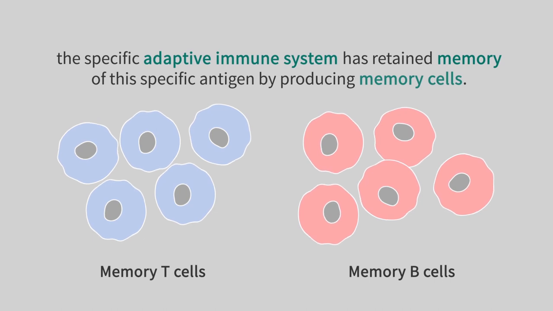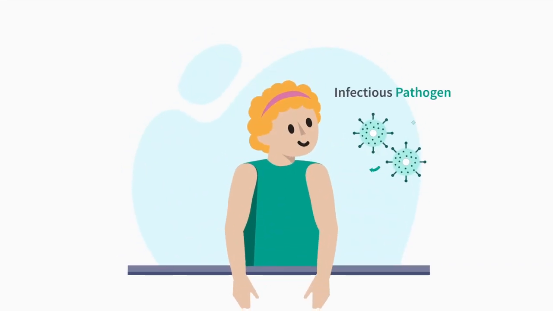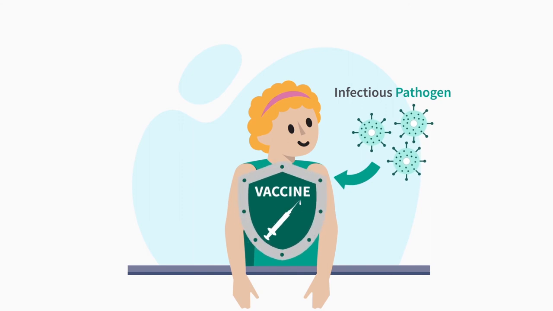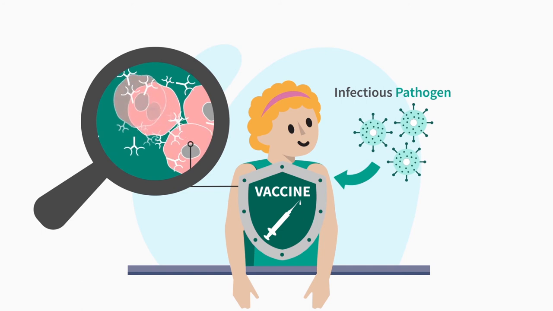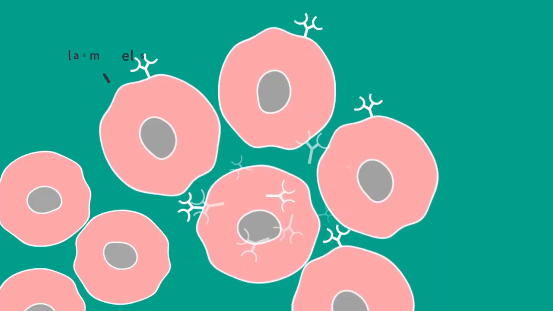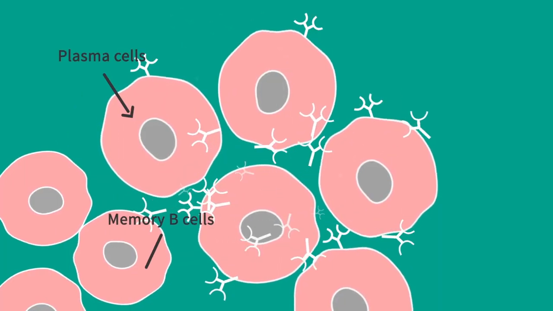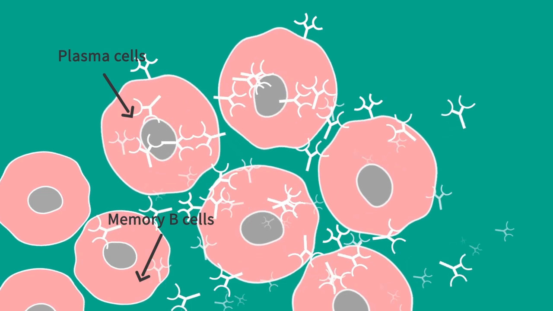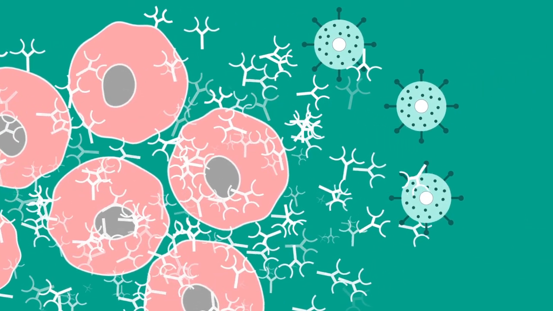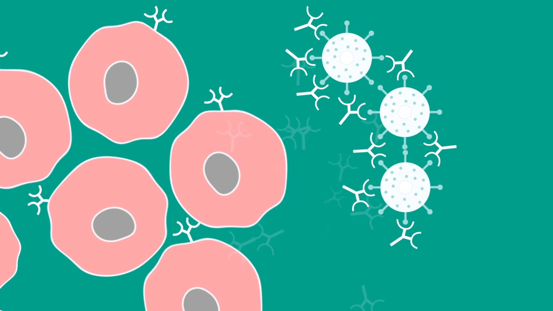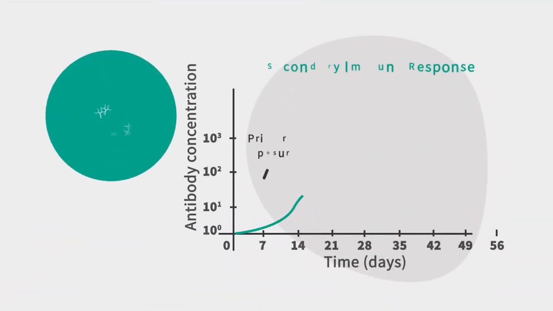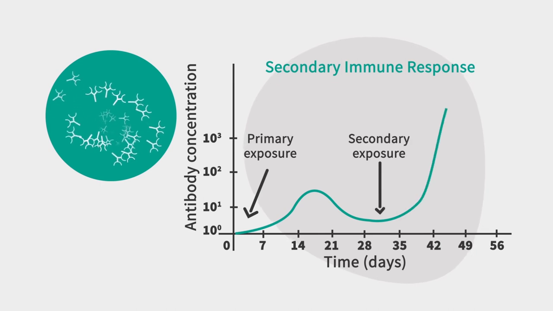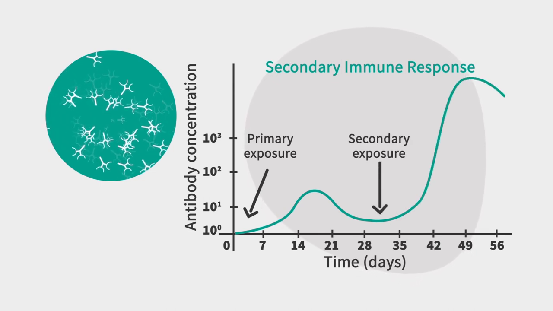If the vaccinated individual comes in contact with the infectious pathogen, this second exposure to the same antigen makes the memory B lymphocytes proliferate and differentiate into plasma cells that produce faster and in larger quantities the same type of antibodies that will specifically bind to the specific antigen of the pathogen. This is known as the secondary immune response, which is faster and stronger than the primary immune response.